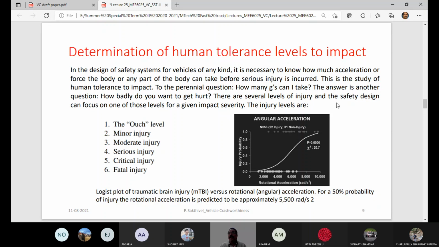So there are several levels of injury, and the safety design can focus on one of those levels for a given impact severity. The injury levels are given by the scale 1, 2, 3, 4, 5, 6, and they are called abbreviated injury scales. When I say 1, that's called an ouch level.